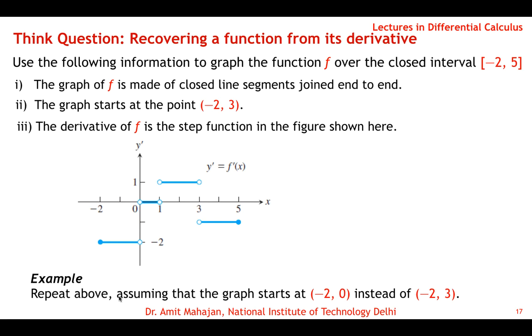Then repeat the above process with the starting position (-2, 0) instead of (-2, 3). So instead of starting from somewhere here, start from (-2, 0), and use the same slopes. See what happens to the corresponding graph, and then compare these two graphs. What do you see? Let me know through the comments what exactly you find when you draw the graph using this starting position and using this starting position. Each time the graph has to be joined end to end for these slopes.